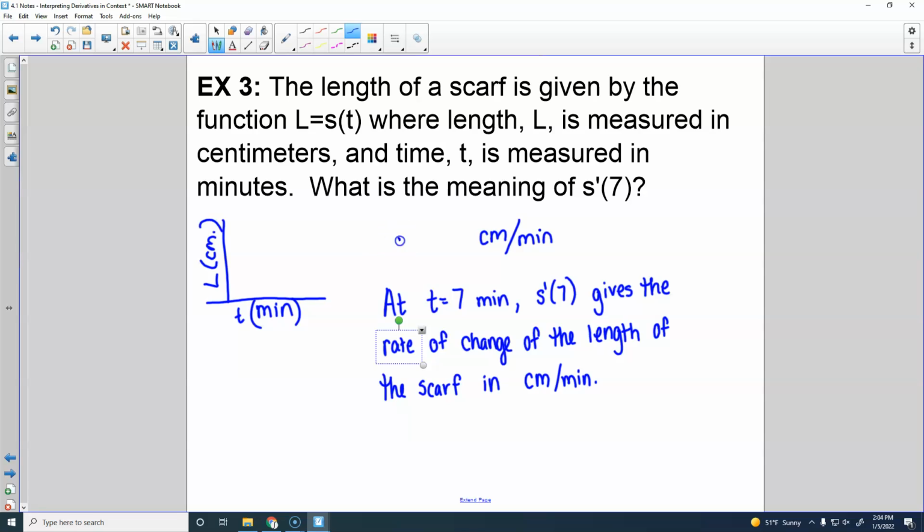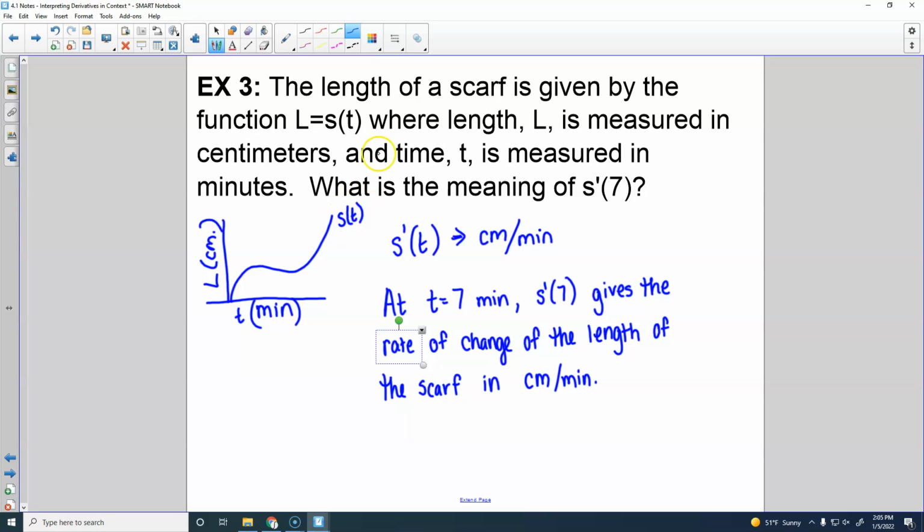Yes, it's S prime of t. Its units are going to be centimeters per minute. S is whatever graph you would have here. So S is the length of the scarf. And then whenever you find S prime, it's the rate that length is changing.